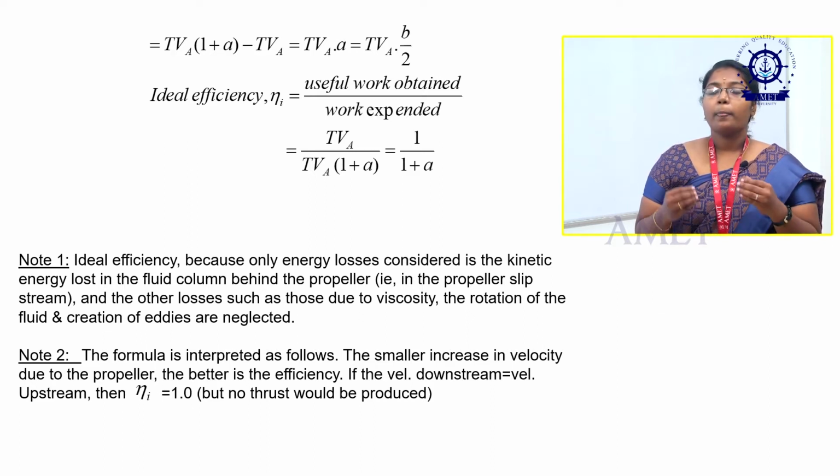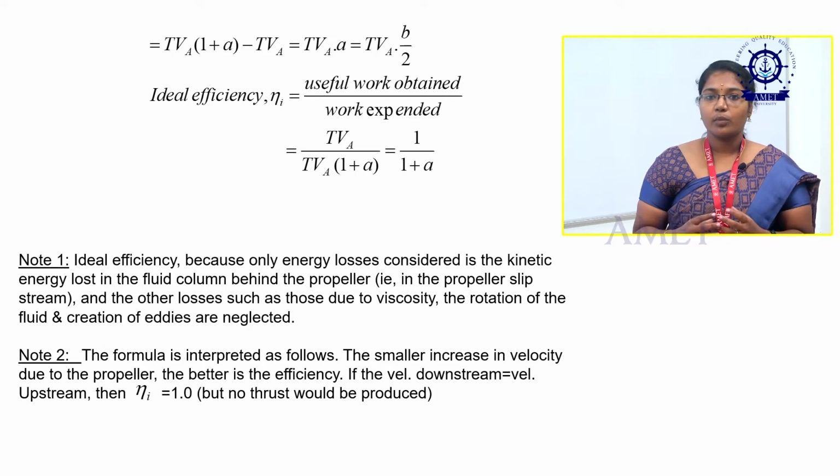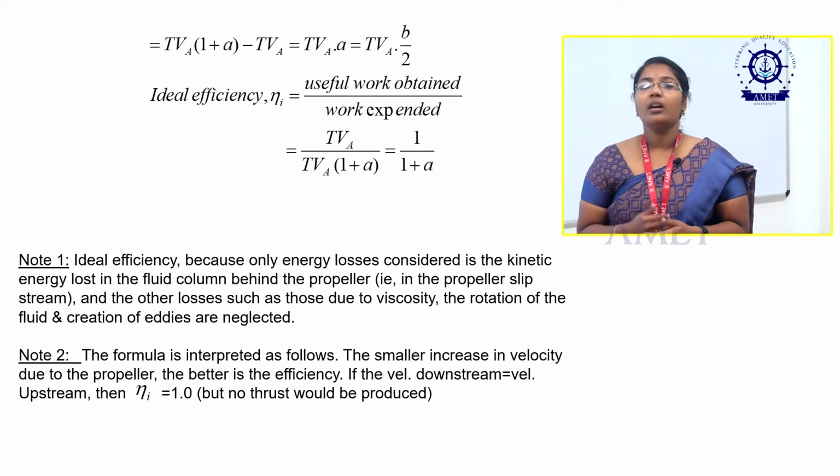And one more thing: in this theory, if the upstream velocity and the downstream velocity of a foil are equal, then there will be no thrust produced. In that case, you will have the ideal efficiency equal to 1.